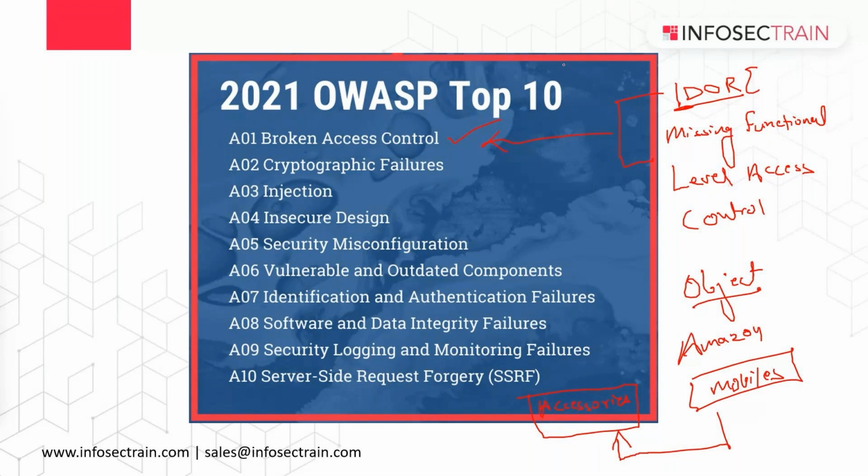Next, second in the list is cryptographic failures. What are cryptographic failures? Back in the old OWASP Top 10, cryptographic failures was named sensitive data exposure.